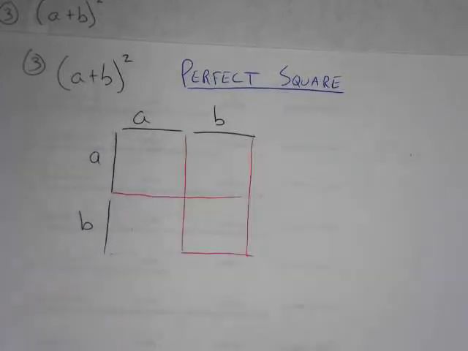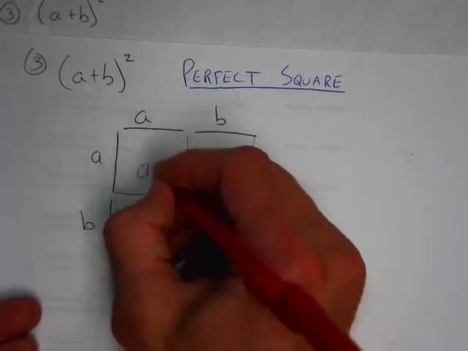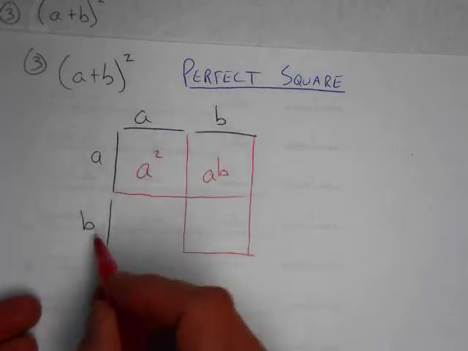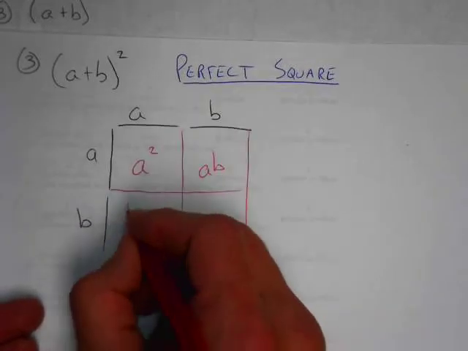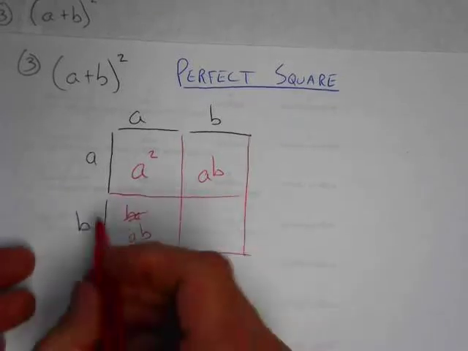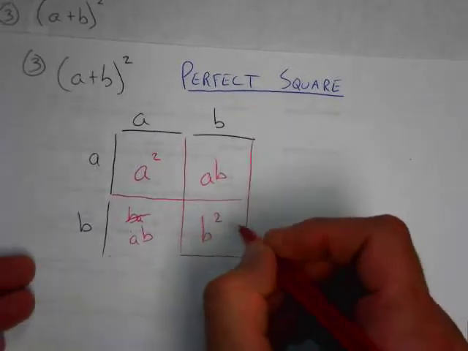Okay, so we have a and b down each dimension, so we'd have a squared here, ab here. Now don't call that ba, folks. Don't do that. Don't call that ba. That's ab. Let's stick alphabetical, okay? We're going to stay alphabetic. And then b times b here is b squared.